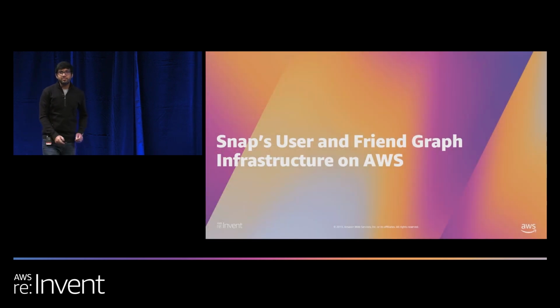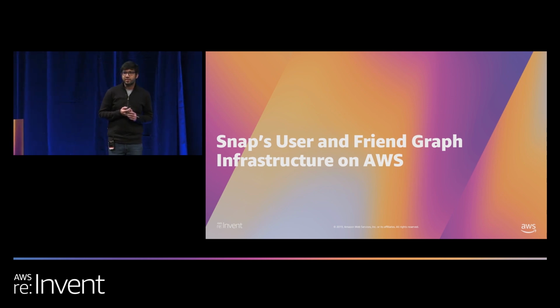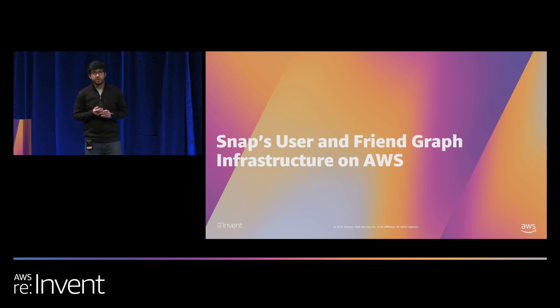Hey, so my name is Vinay Kola, and I'm an engineer on the data infrastructure team at Snap. My team owns the user and friend graph infrastructure for Snapchat. And today we're going to talk about how we've architected our services on AWS, keeping operational resilience in mind.